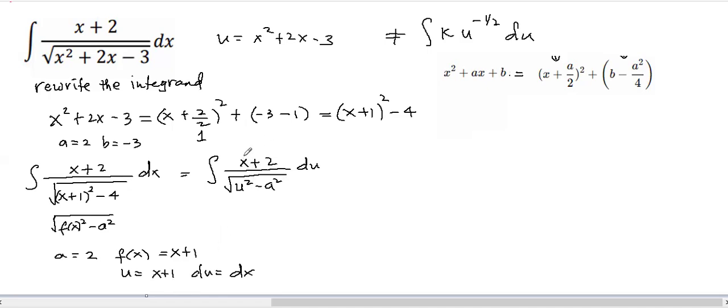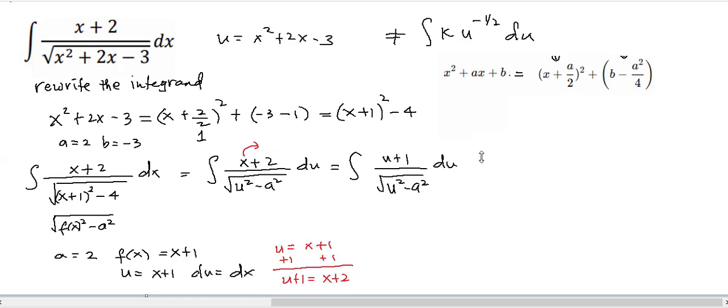So, ano yung x na ito? From here, ang u natin ay x plus 1. Okay? So, we add 1 both sides. So, plus 1. So, we have u plus 1. This is equal to x plus 2. So, yung x plus 2 in terms of u, this is the integral of u plus 1 over, ano yung x plus 2? U plus 1. And then over square root of u square minus a square du.